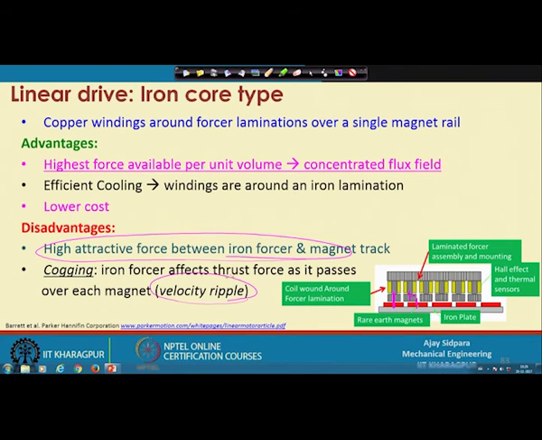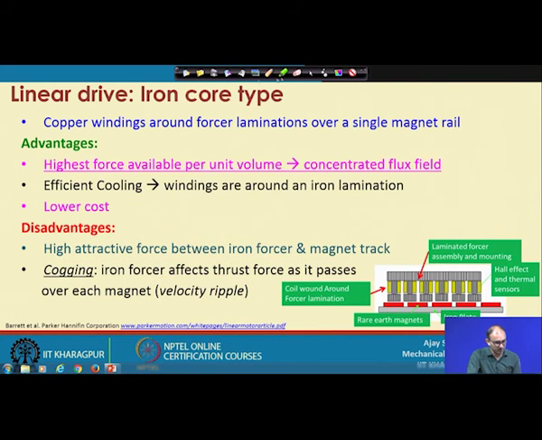So, the iron forcer affects the thrust force as it passes over each magnet. Whenever it is shifting position, it will get the velocity ripple. That is the problem of this particular type of motor.